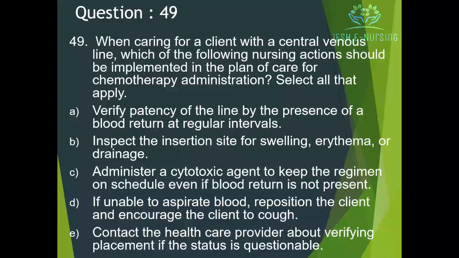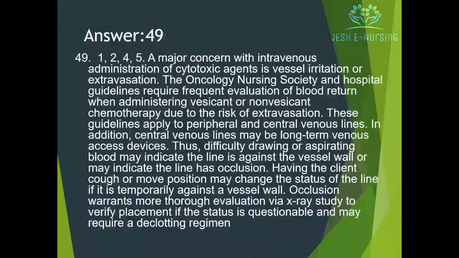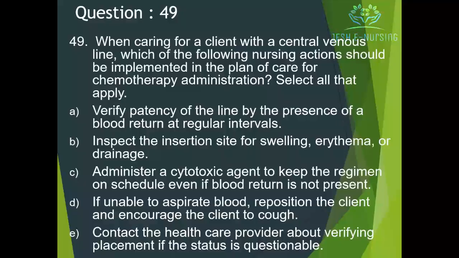When caring for a client with a central venous line, which of the following nursing actions should be implemented in the plan of care for chemotherapy administration? Select all that apply. The answer is 1, 2, 4, 5. First, verify the patency of the line by the presence of a blood return at regular intervals. The second is to inspect the insertion site for swelling, erythema or drainage.